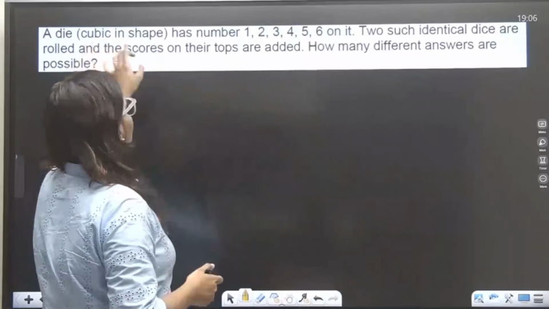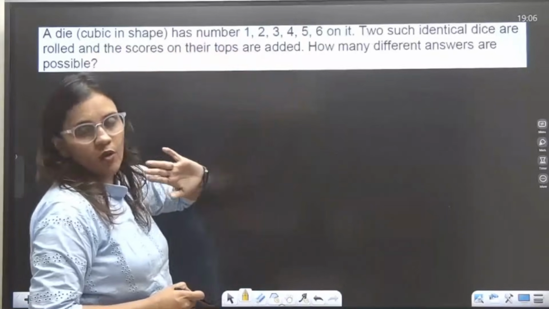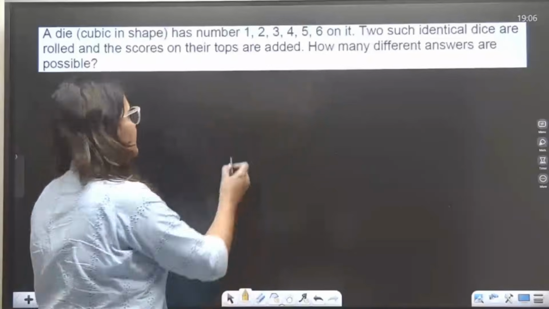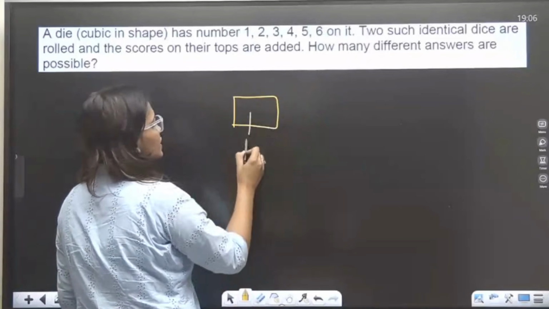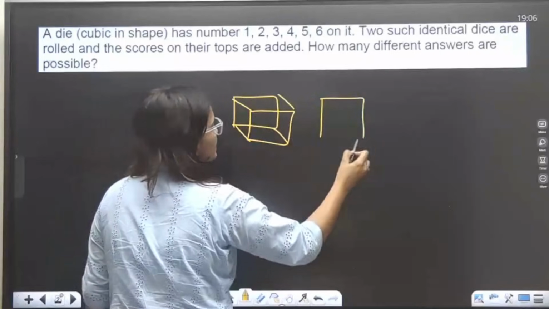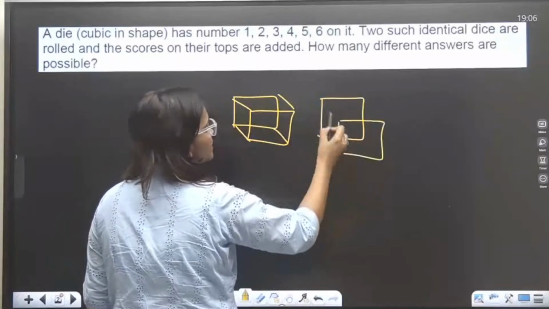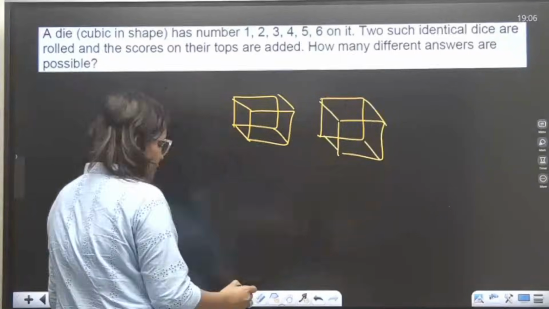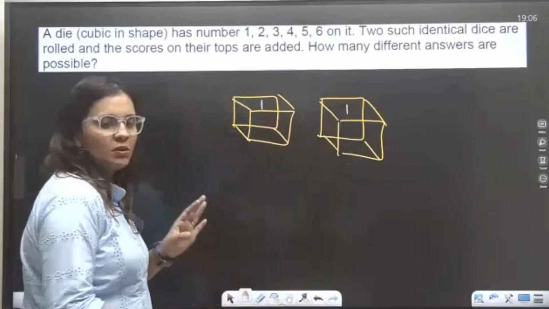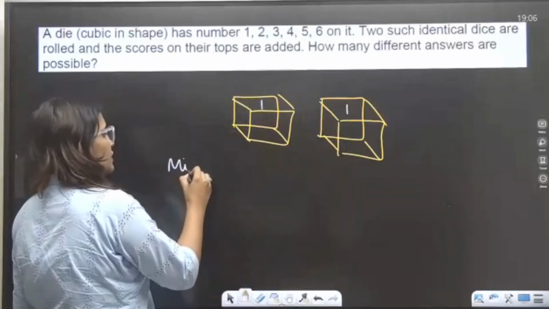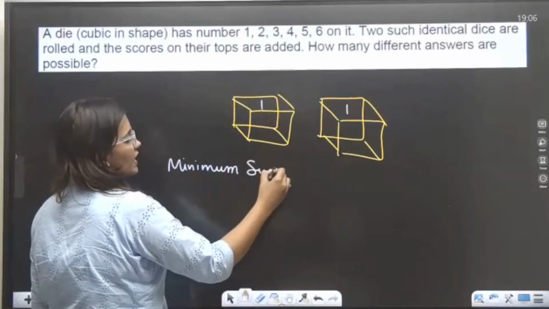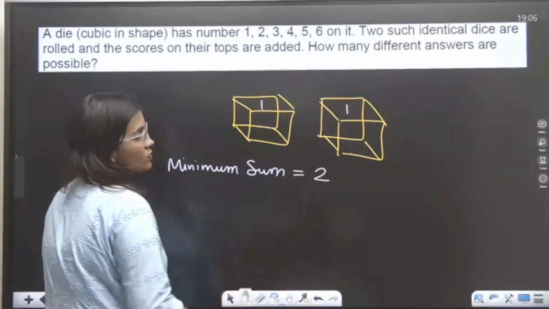Everyone, a die is something which is of the form 1, 2, 3, 4, 5, 6. Then two such identical dice, basically two dice, if you throw two different dice, what is the possible number of sum you are going to get? So you know that the minimum number is 1 and 1. So the minimum sum you will get on both the dice is 2.